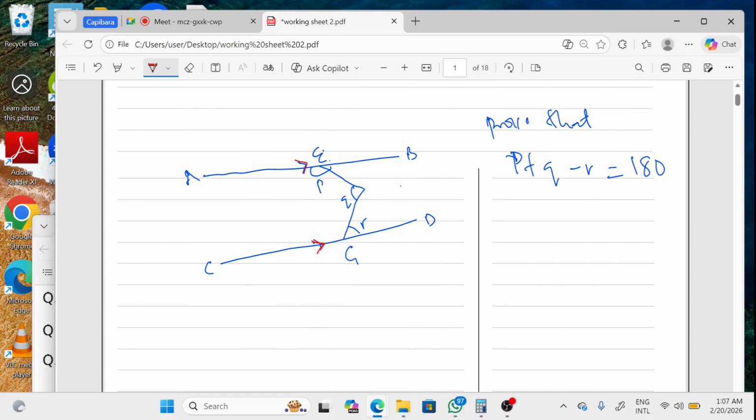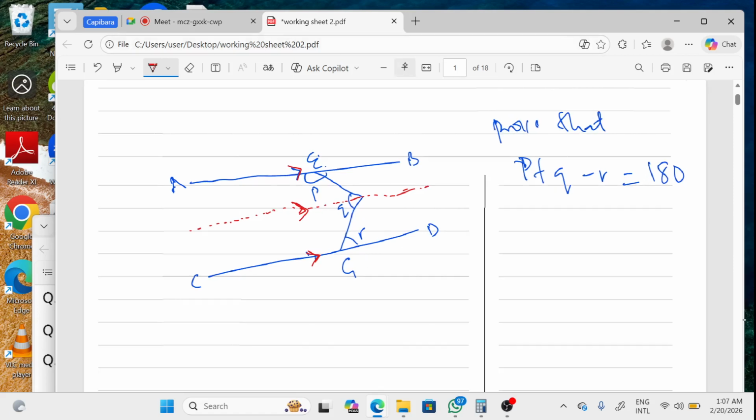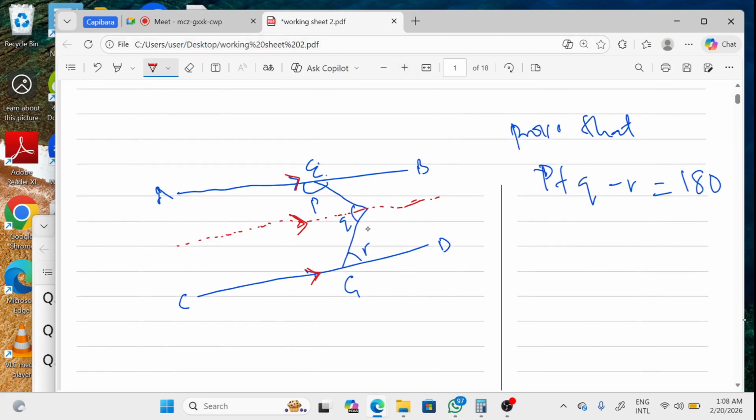No. So what we do now is draw another line in the middle, making sure the line is dotted and it touches this point. And we'll say the line is parallel to line AB and line CD. Do you see that? Okay, so now we have a transversal. Now we have two transversals.